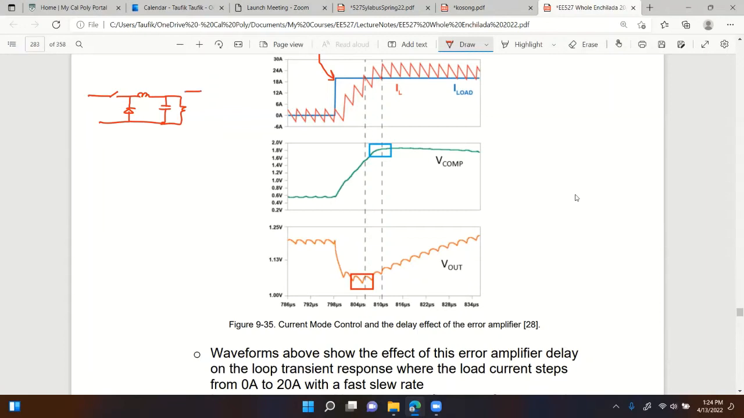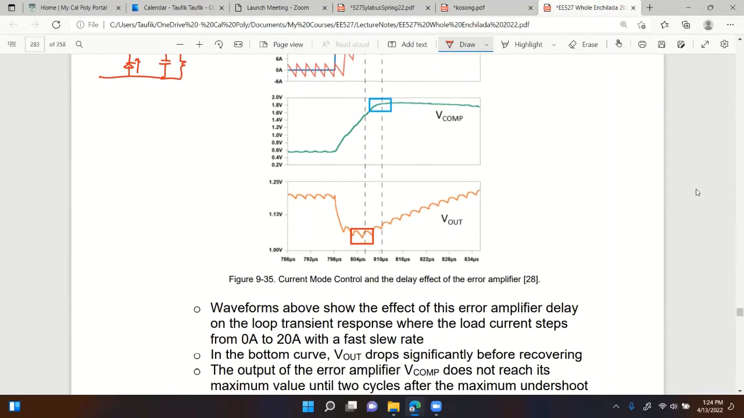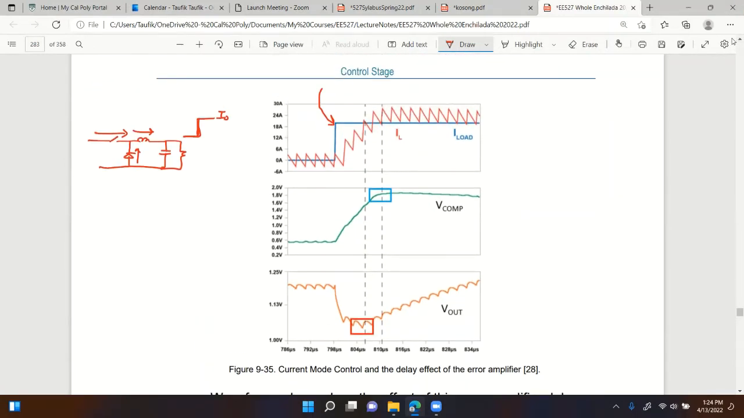As soon as you do a step up in the load, more current flows through these components. It's from 0 amps to 20 amps. It's a big change in the output current, from no current to a big current of 20 amps.